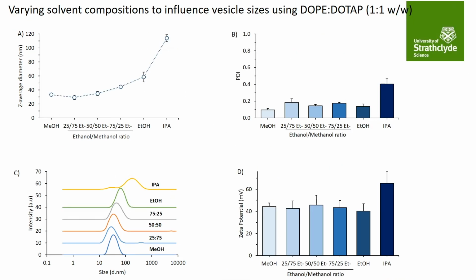This effect wasn't just limited to neutrals. We also tested it with DOPE DOTAP, and again we can see the size tuning effect by changing the solvent polarity, methanol and ethanol, and by adjusting this ratio, the size was increased from 33 nanometers to 60 nanometers, all while maintaining the PDI below 0.2. So this effect isn't constrained to one formulation, it can be applied to multiple ones of different charges. From this we can start to build the foundations and think about this as another critical process parameter, in addition to ones such as our flow rate ratio, our lipid concentrations, and our total flow rate.